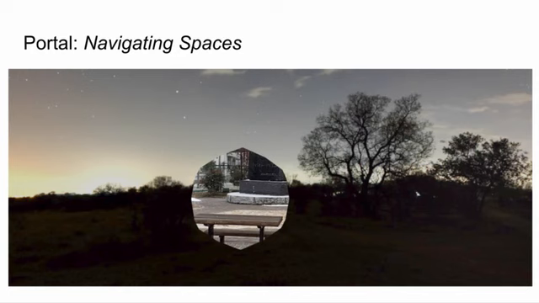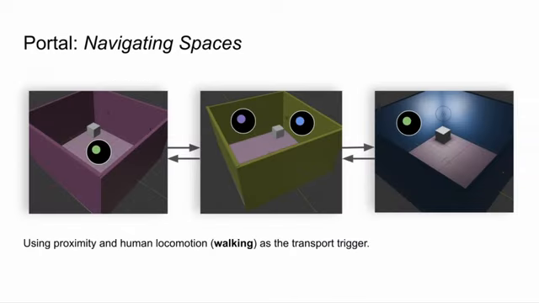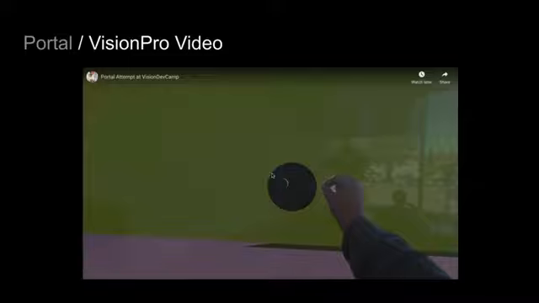The first was a portal. The portal idea was one where you could use human locomotion, like walking, as the transport trigger to go between different gallery spaces. The idea here was to really try to give the user a feel of being in a virtual space using their body. Here is an example.